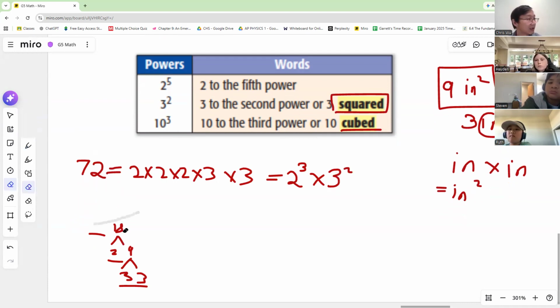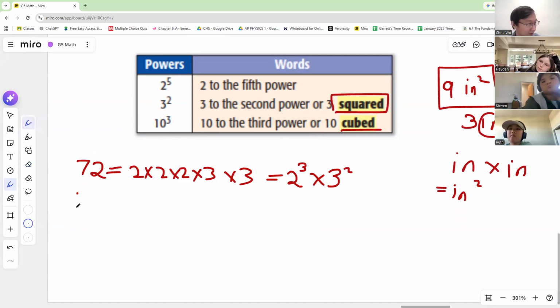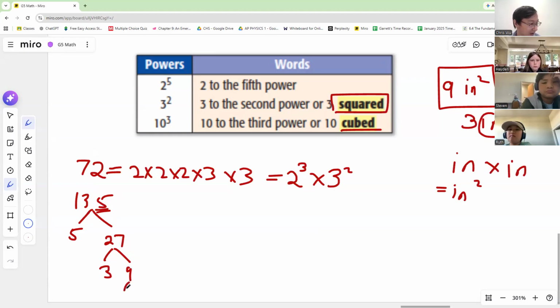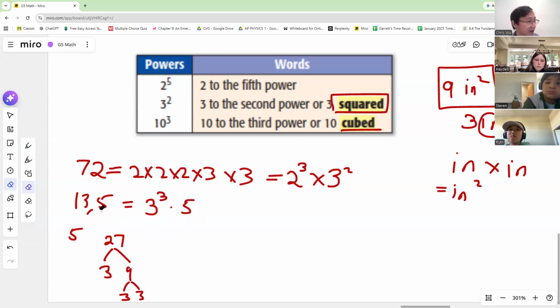If we have, let's say, breaking down 135, well, what can I do? It ends with a 5, so let me try 5 then. 5, and then that's 27. Oh, great. I know how to break this. That's 3 and 9, and 3 and 3, right? So if I put them in order, 3 is the smallest. So I can write 3 to the third power, because there's 3 of them, multiplied by 5, right? That will be 135.